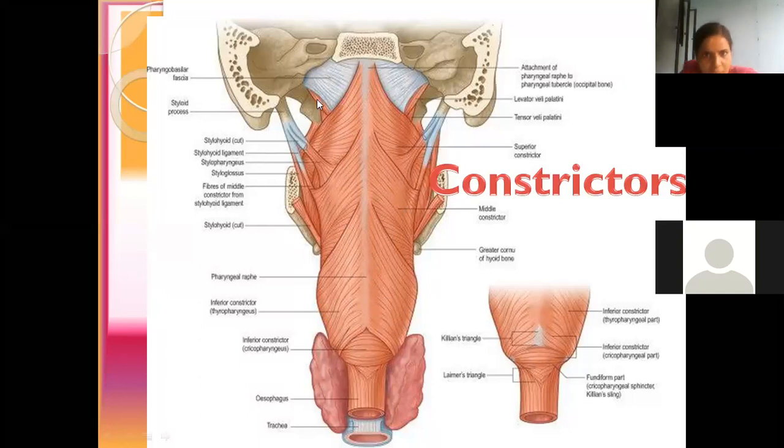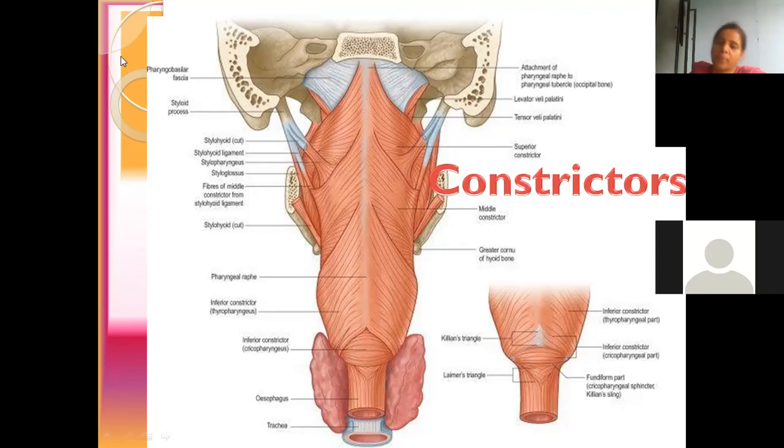I'm showing you this. Now, from the base of the skull to the superior border of this muscle. Which muscle? Superior constrictor. You are finding there is one deep fascia of the neck, this white layer. What is the name of this fascia? Pharyngobasilar fascia. Okay.